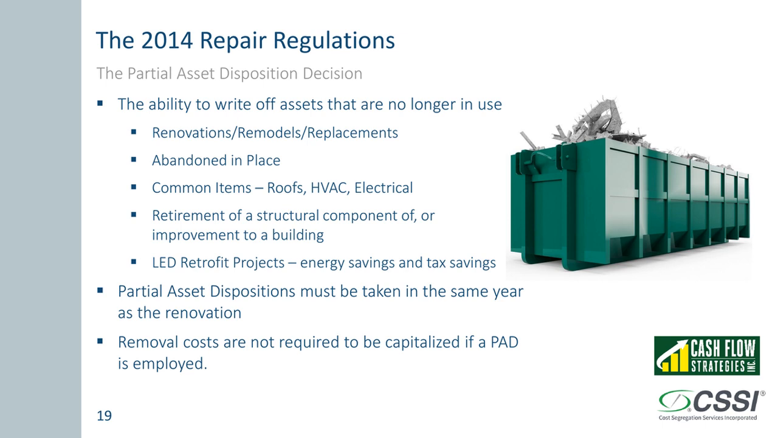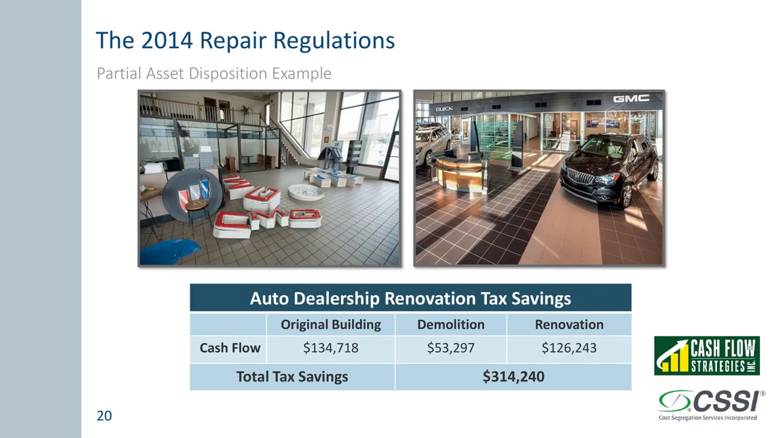Any renovations or remodels or replacements, anything that's abandoned in place, any LED retrofits, partial asset dispositions basically can get you tax deductions for everything that goes into the dumpster when you do a renovation on a piece of property. These are lessees as well as owners. They have to be taken in the same year as the renovation is done, and you don't have to capitalize the removal costs either. If the partial asset disposition is employed, you can actually write off the removal costs as well. We'll calculate all that out for them, make sure that they get every dollar that they're entitled to.